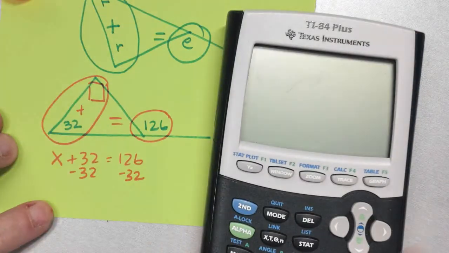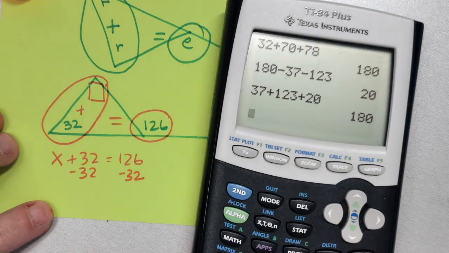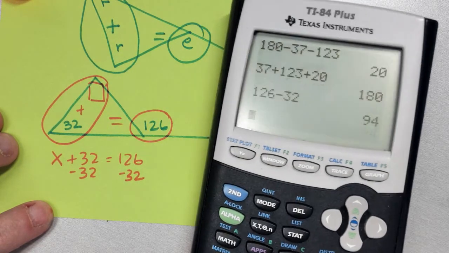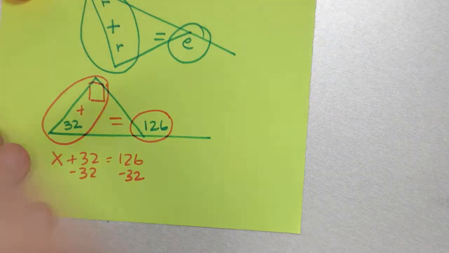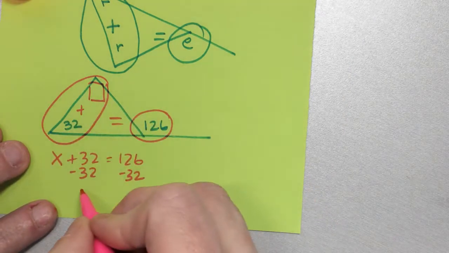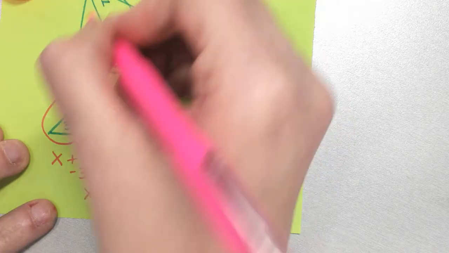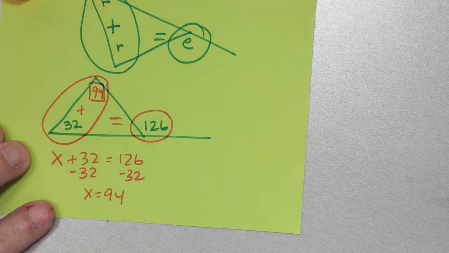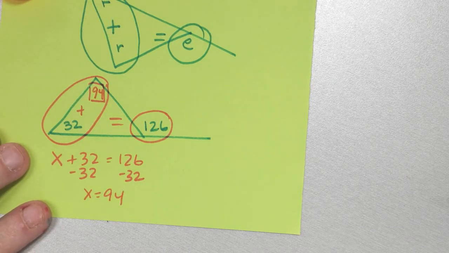Okay, well, my trusty calculator. 126 minus 32 is 94. That means this angle has to be 94 degrees. Okay? That's just how it works. Okay, that's it. That's literally it.